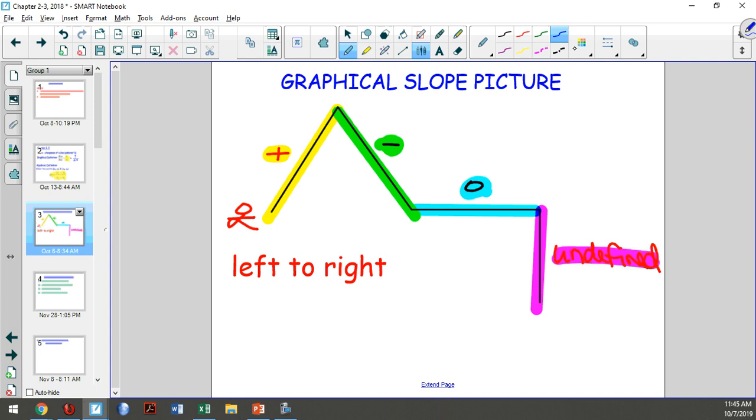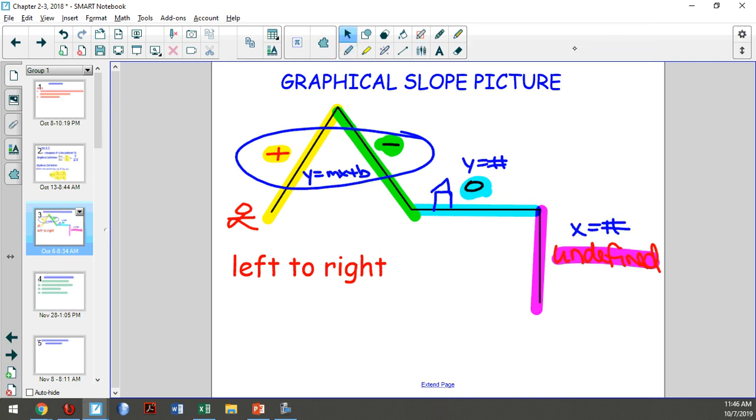When you are on the mountain, you have the equation y equals mx plus b. When you are level, that's where your house is at. This is where home's at. And that is y equals a number. Okay? And when you're looking over the cliff, that's going to be x equals a number. Okay? This right here is so important.